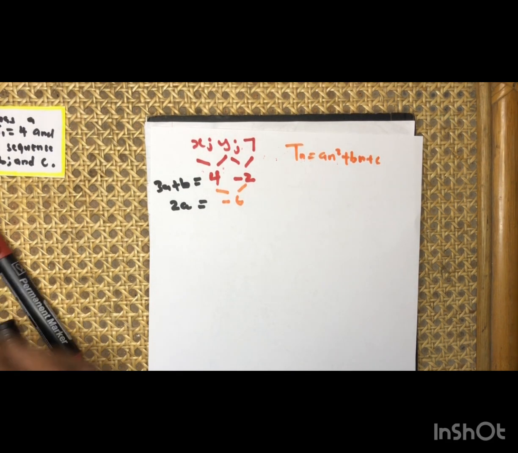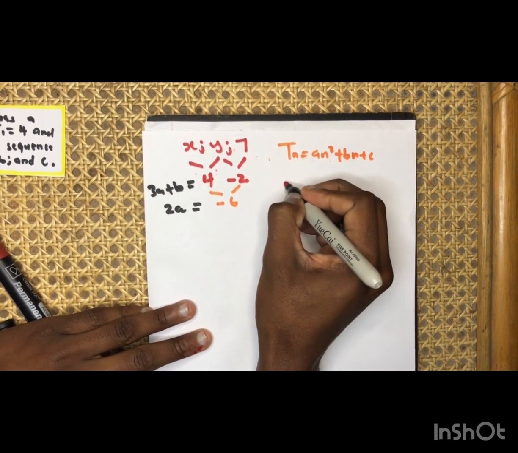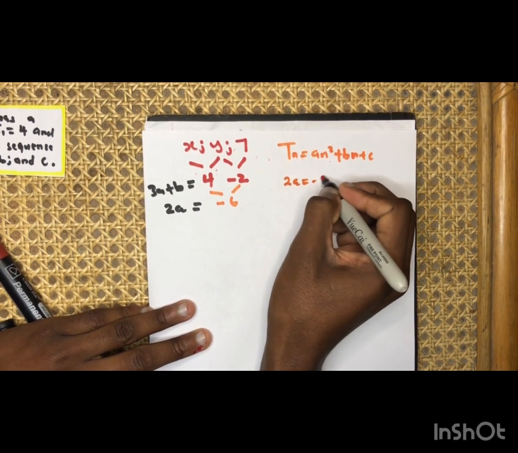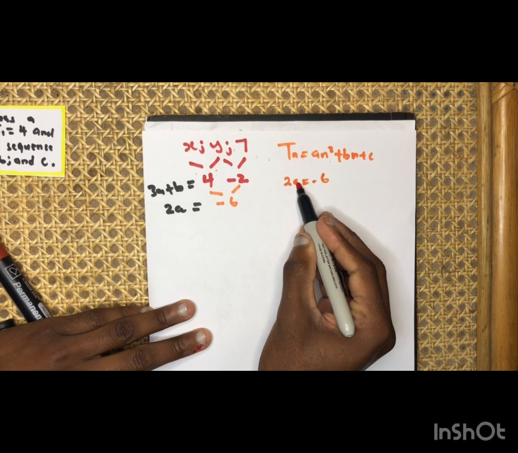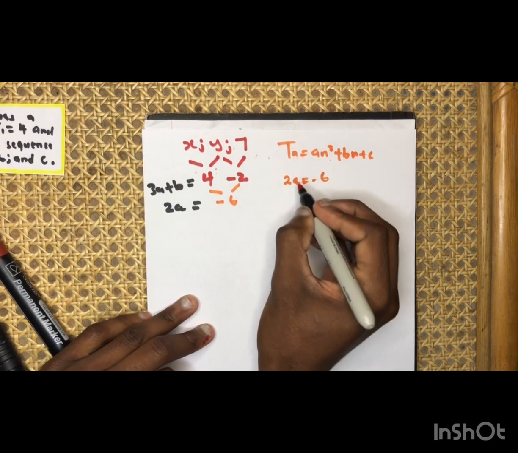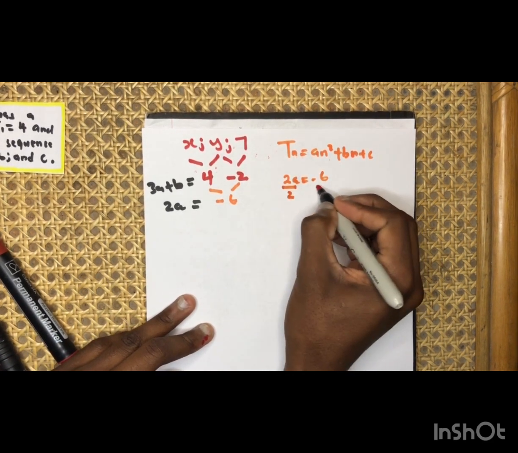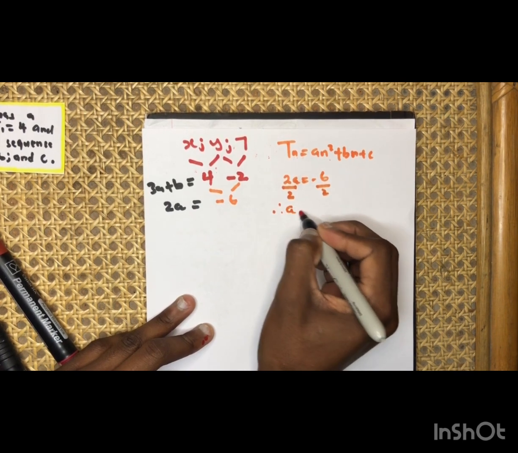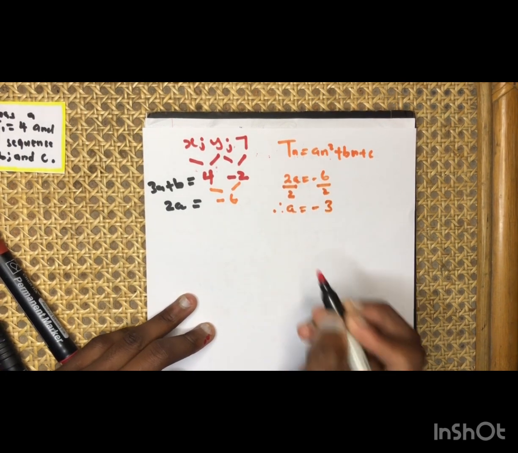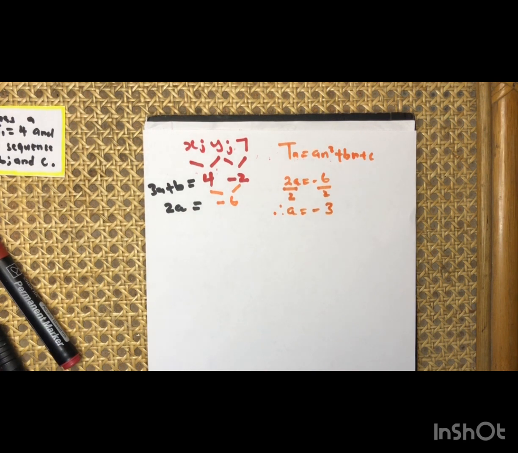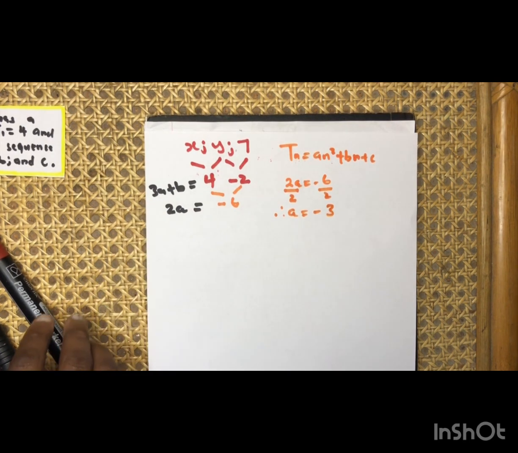So I'm going to start to find a first. I'm going to write here. So this is 2a equals negative 6. What must I do to get a? I have to divide both sides by what? By 2. So therefore my a is equal to negative 3. Then when we have found a, I'm happy. Then we need to find b.